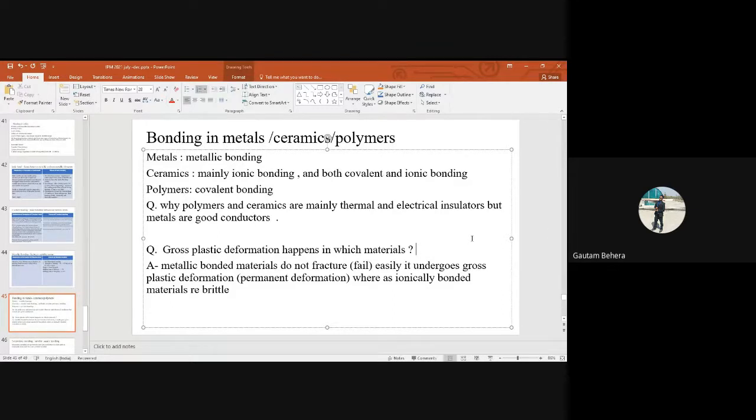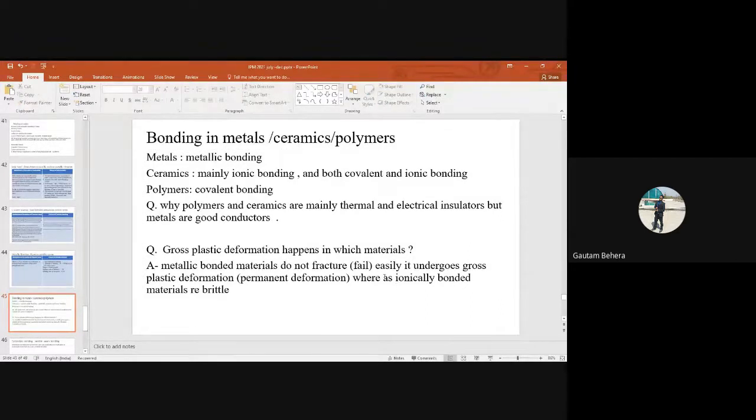Gross plastic deformation means they will elongate. If you apply load on it, it will not break easily. It will elongate to a large distance, then it may fail finally. Or in other words, you can say metals are ductile. So ductile materials show gross plastic deformation, and metallic materials are ductile, whereas ceramic materials are not ductile.